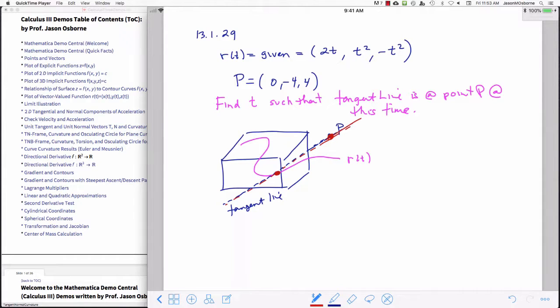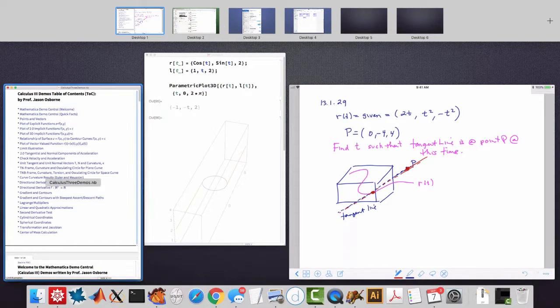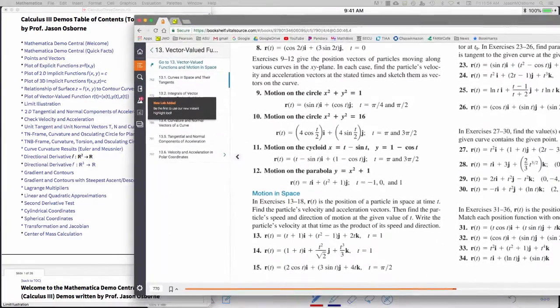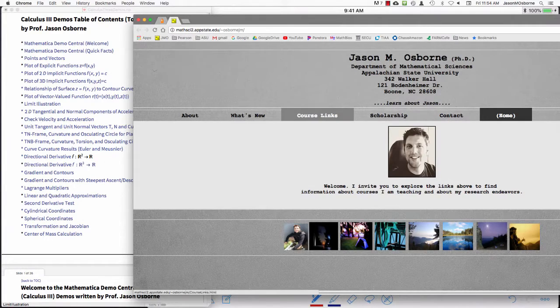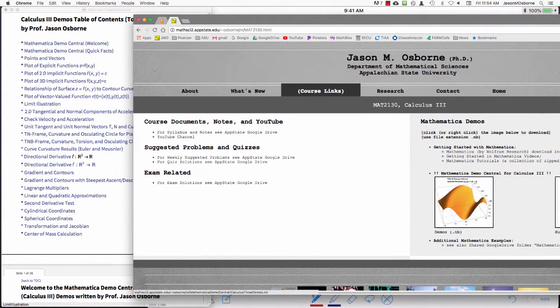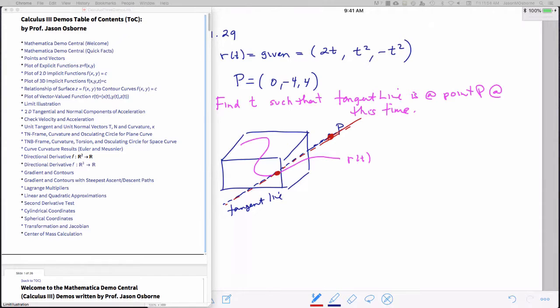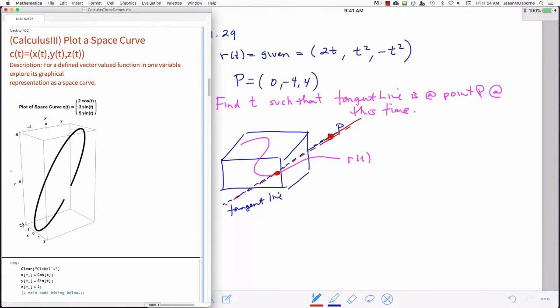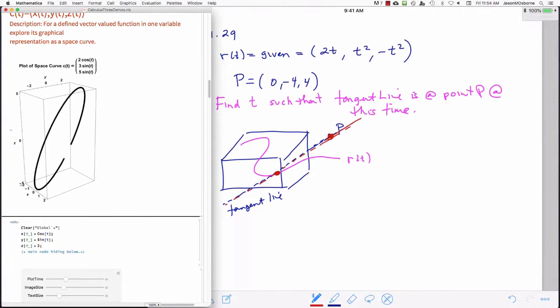Not sure exactly how to do this, so let's just jump into it. A couple of things you can always be thinking about. If you're keeping track of the Mathematica stuff, go to our website, go to the course links, go to Calculus 3, and download these Mathematica examples. Then you can click on the one to plot a vector valued function and put in the curve we're interested in here, which is 2 times t for x, t squared.